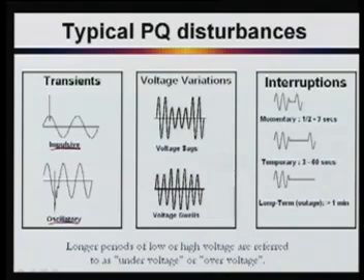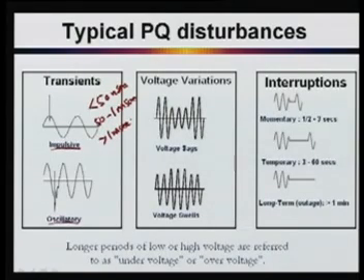The transient again can be of different magnitude in terms of time. The impulsive may be nanosecond, microsecond, or millisecond. If the impulsive transient is less than 50 nanoseconds, it is called a nanosecond impulsive transient. If it is from 50 nanoseconds to 1 millisecond, it is called a microsecond impulsive transient, and if it is more than 1 millisecond, it is known as a millisecond impulsive transient.